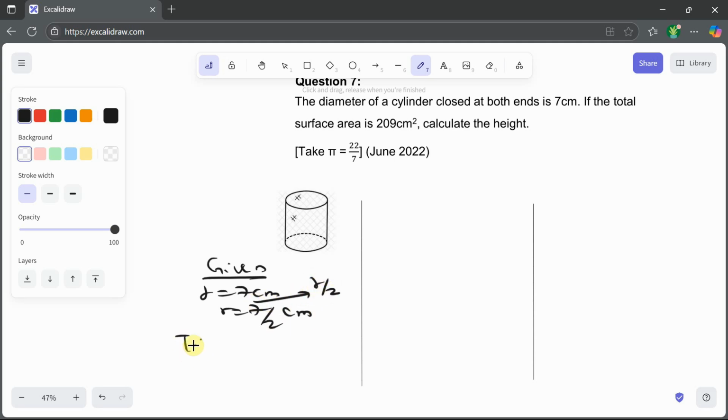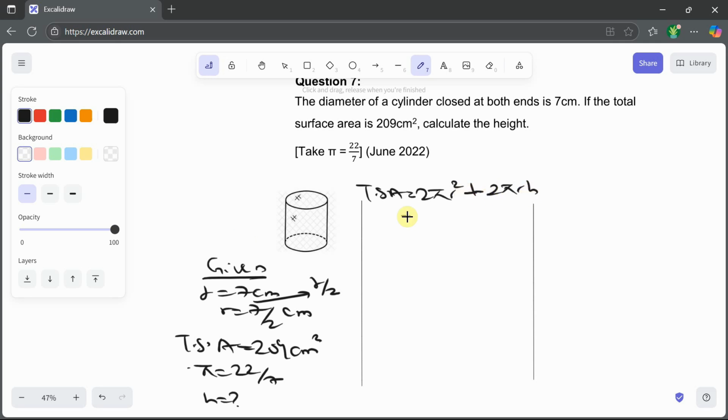We are told the total surface area is 209 centimeters squared, and we should find the height, taking pi to be 22 over 7. Because it's closed at both ends, the total surface area would be pi r squared plus pi r squared, which is 2 pi r squared, plus the curved surface area, which is 2 pi r h. Factor out 2 pi r from them, that will give you r plus h. Then substitute: 2 times 22 over 7 times 7 over 2 times (7 over 2 plus h).